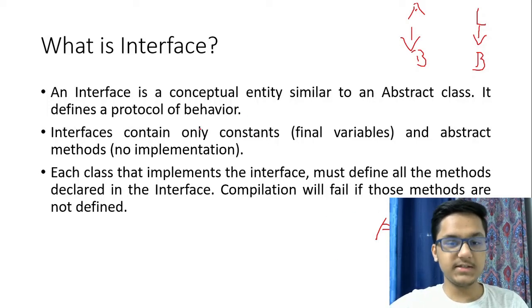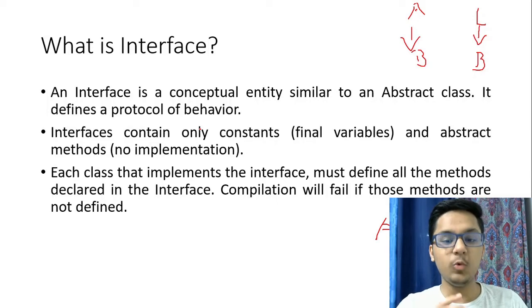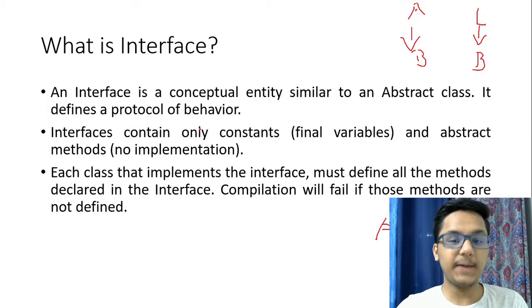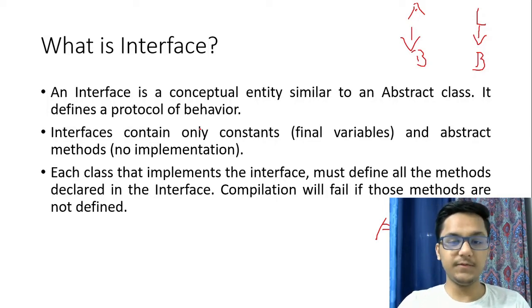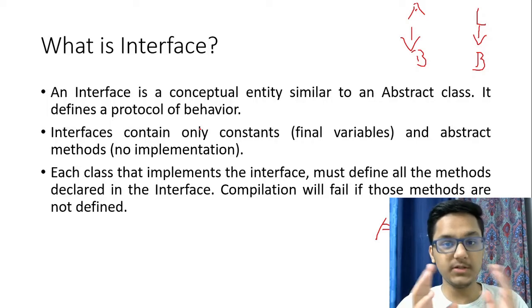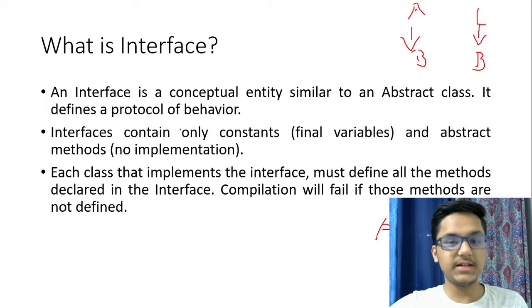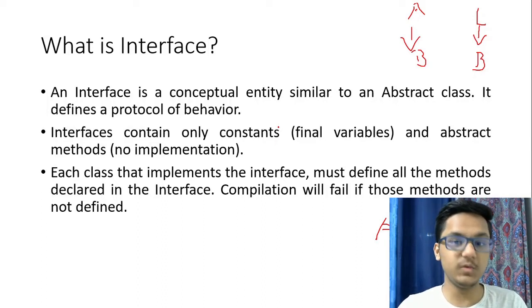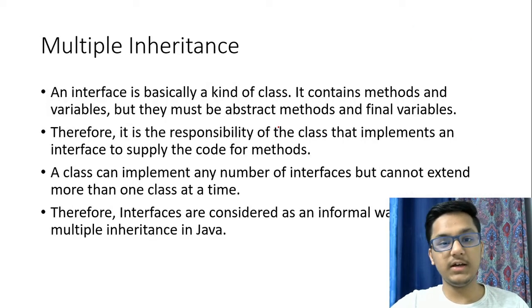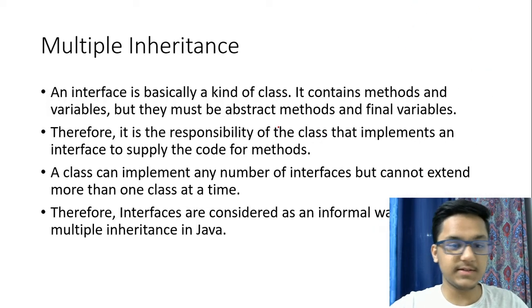Now, an interface can only have constants, which are final variables, and abstract methods. Abstract methods are methods which have no body. So an interface can only have final variables, constants, and abstract methods. Each class that implements this interface must define all the methods in the interface, and if these methods are not defined, then the compilation will fail. So this is what an interface is essentially.